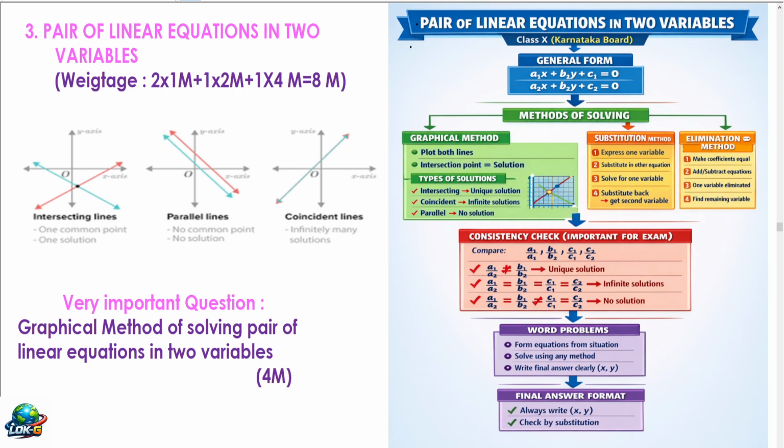Let us quickly start with the rapid revision in this flow chart. Pair of linear equations in 2 variables. General form, a1x plus b1y plus c1 is equal to 0, a2x plus b2y plus c2 is equal to 0. Methods of solving, you have graphical method, and you have substitution method and elimination method you learnt.